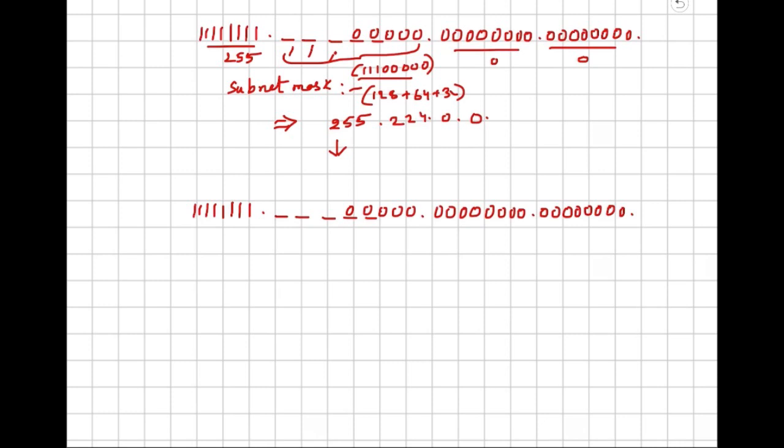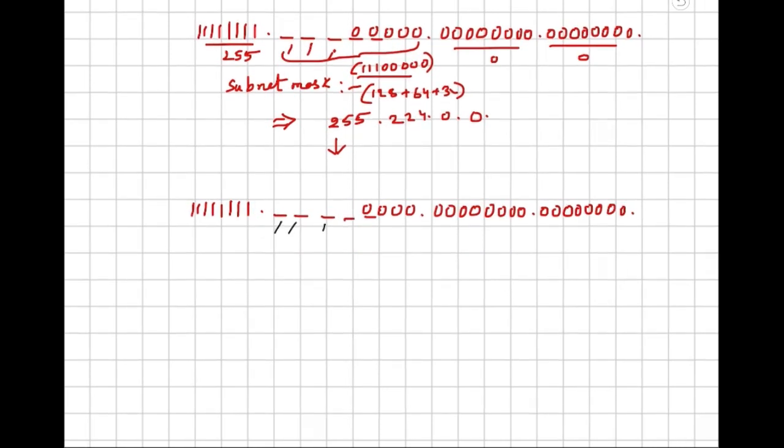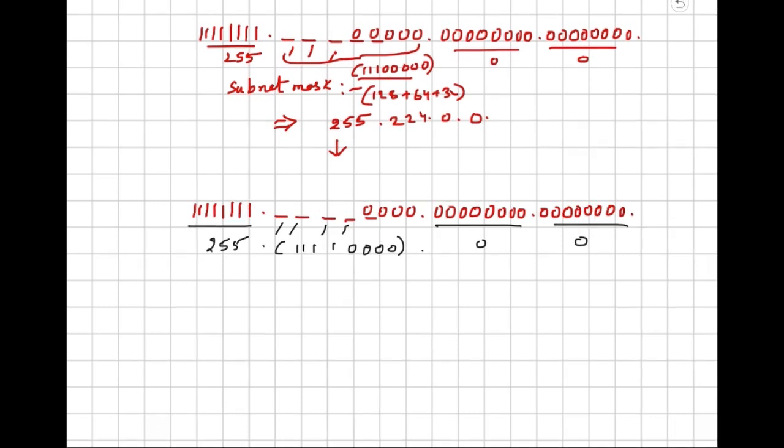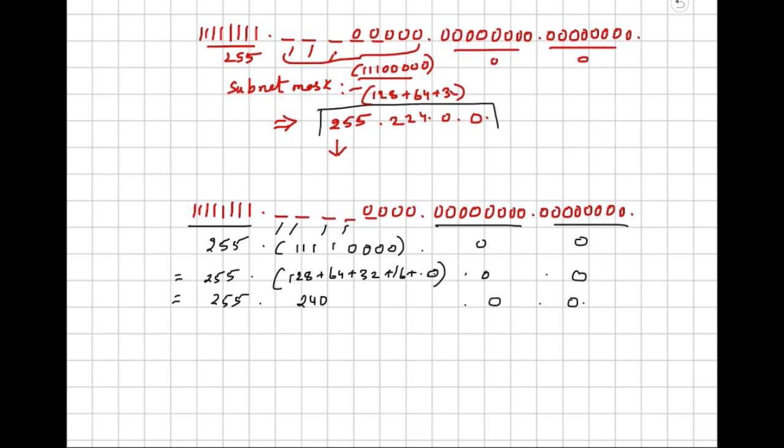In a similar way, now 4 network bits are borrowed: 1, 2, 3, 4 bits have been borrowed. So it is 255, then 4 ones and the remaining are zeros, and again the last two are 0. So the subnet value is 255.128 plus 64 plus 32 plus 16, which is 240, then 0.0. So this is 255.240.0.0, another subnet mask.